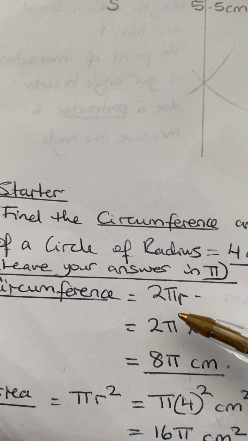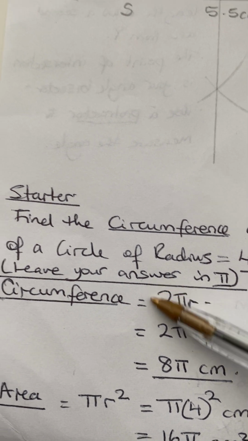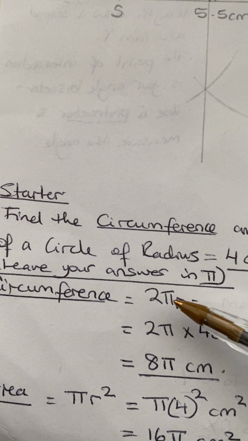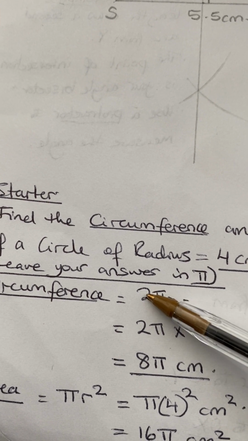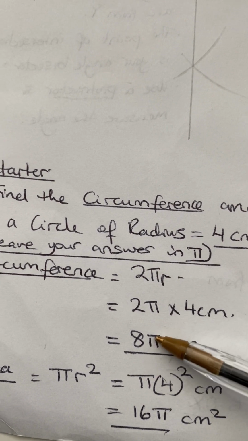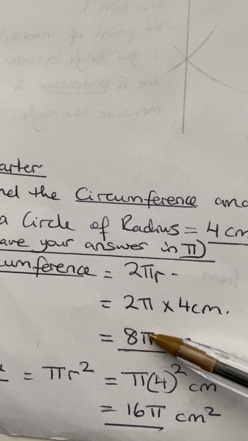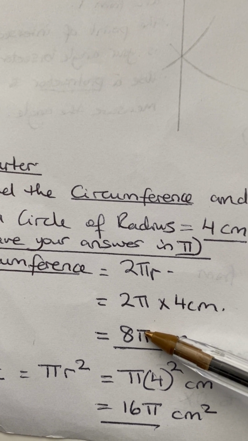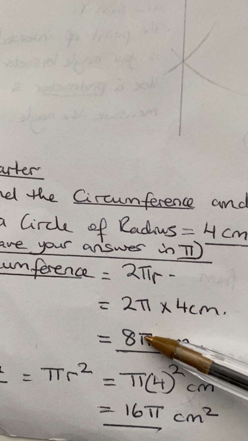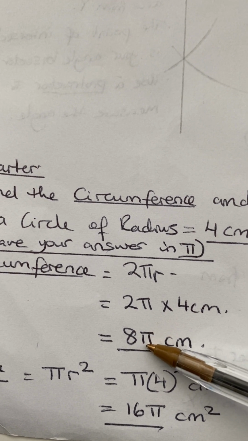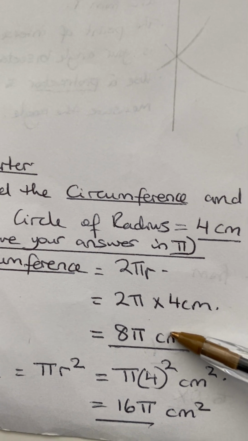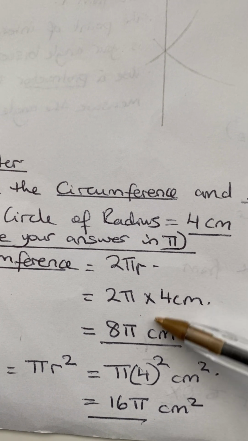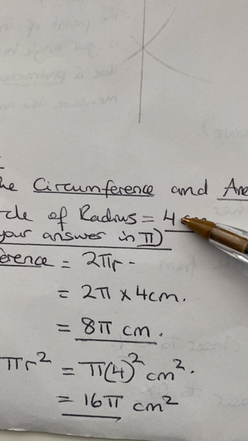So your circumference is 2 pi r. That is the standard formula. R is 4, so 4 times 2 is 8, and pi. So 8 pi, and your unit is in centimeters.